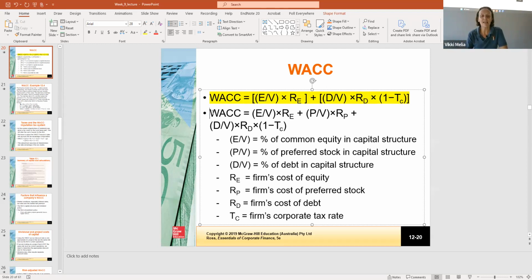The formula underneath, the only difference is it includes preference shares. That's the only difference. Underneath includes a weighting and a cost for preference shares. So the formula across the top is the more commonly used one because not all companies have preference shares on issue. So the weighting of equity in the total value of the company multiplied by the cost of equity plus the weight of debt in the market value of the company multiplied by the cost of debt, but we want the cost after tax, so we multiply by 1 minus the company tax rate.